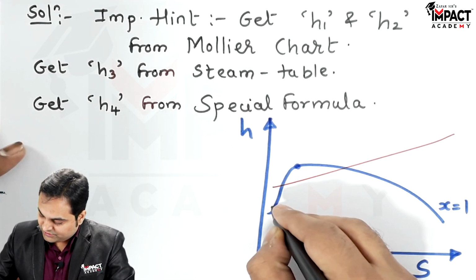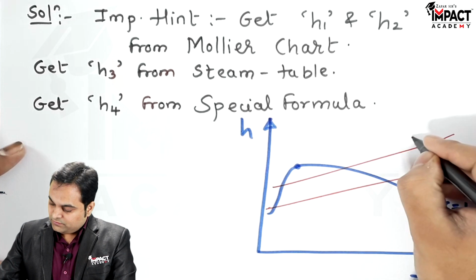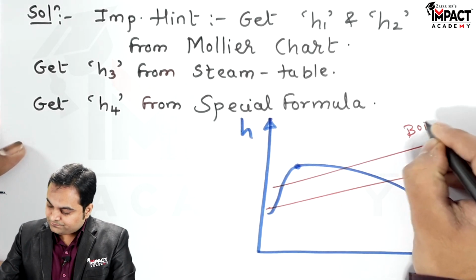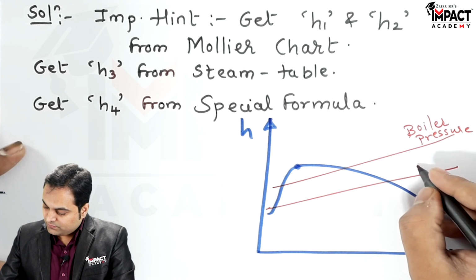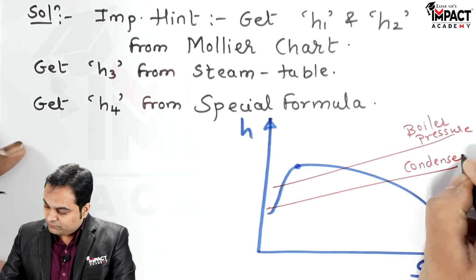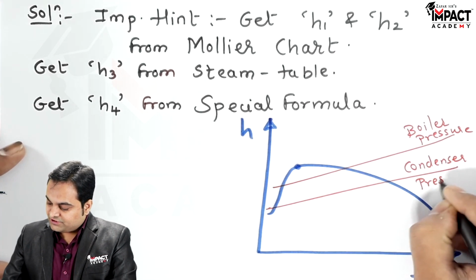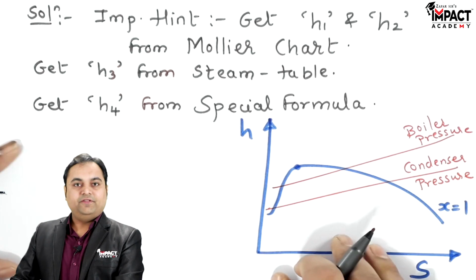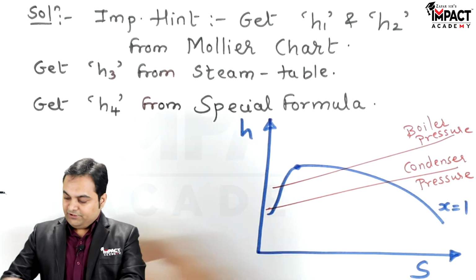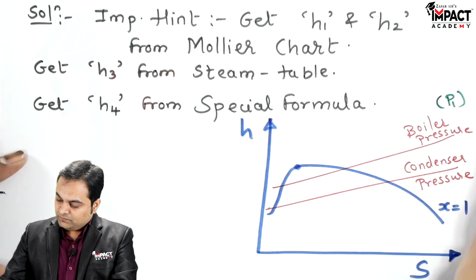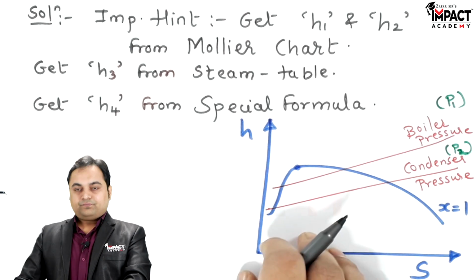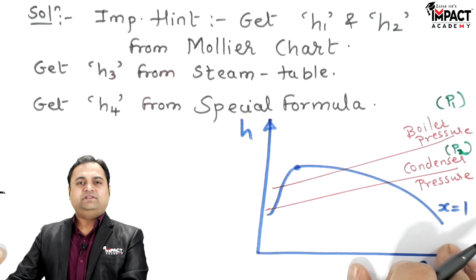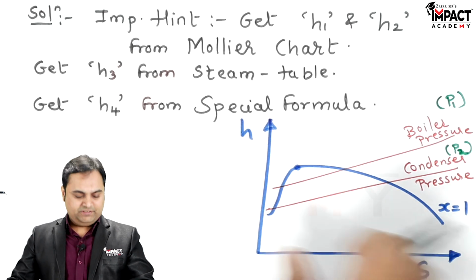So these are the pressure lines. Now here is the boiler pressure. This is the condenser pressure. So the system operates between 2 pressure limits, boiler pressure and condenser pressure. Boiler pressure will be denoted by P1 and condenser pressure by P2. And this HS chart is nothing but the Mollier chart.